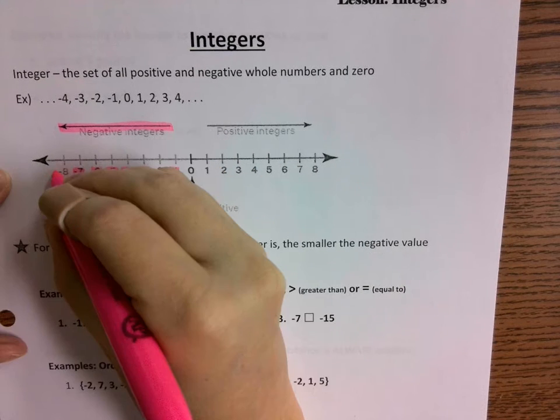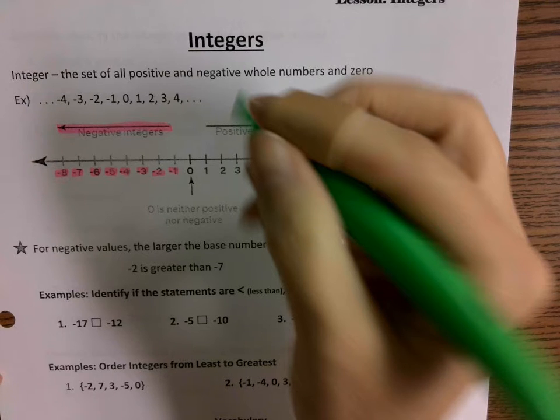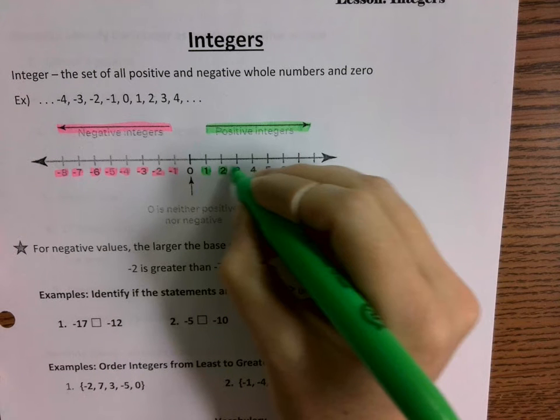All of the positive numbers are to the right-hand side of 0. So we have +1, 2, 3, 4, 5, 6, 7, and 8, and so on and so forth.